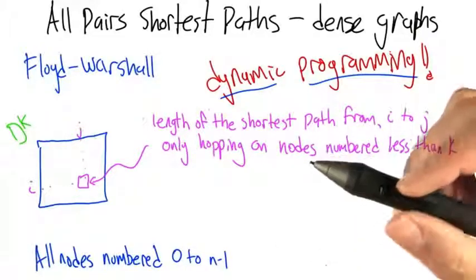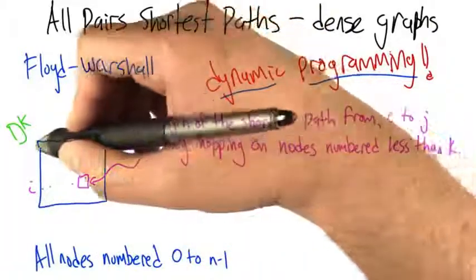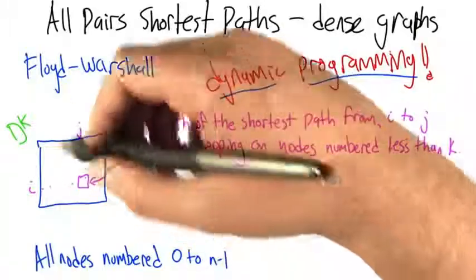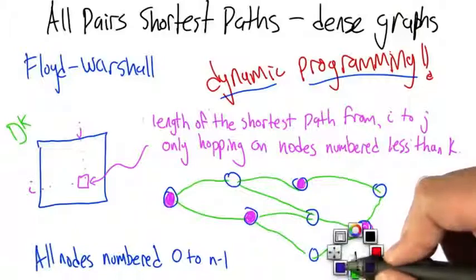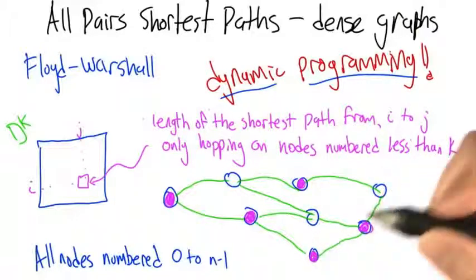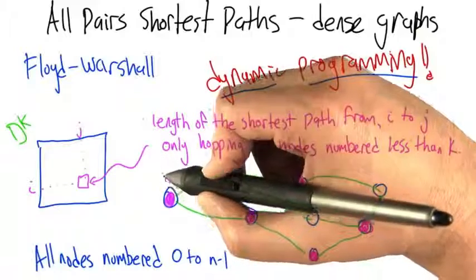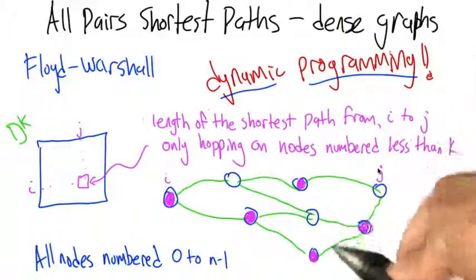What we're going to imagine now is that someone has given us this square matrix, D sub k. It's just a big table, like a spreadsheet, filled in with values as follows. The ij element, the ith row, jth column, is a number, and that number is the length of the shortest path from i to j, hopping only on nodes numbered less than k.